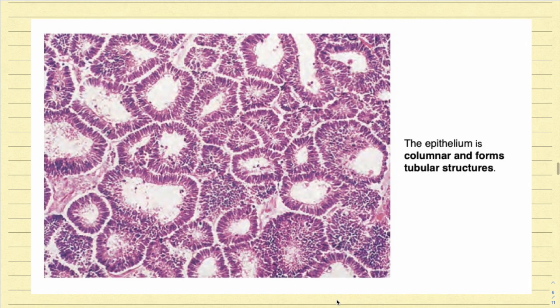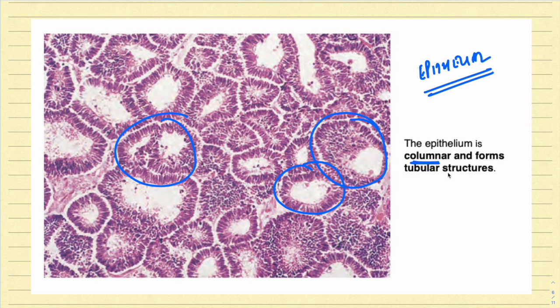The second important component of the Wilms tumor is the epithelial component, as we see over here. The epithelial component is in the form of tubules. They also resemble the primitive glomerulus. This is the epithelial component, in the form of columnar epithelium, and they are forming the tubular structures.